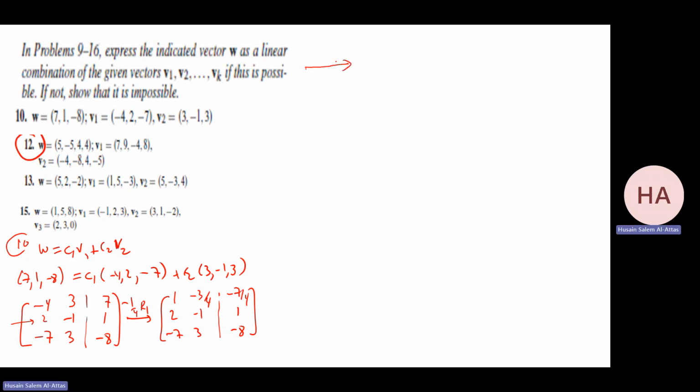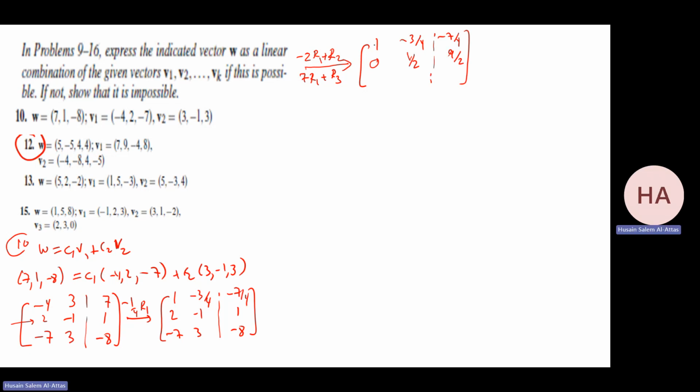Okay, now we'll continue here. Multiply the first row by 2 and add it to the second row, minus 2, sorry. And the first row by 7 and add it to the third row. See what will happen. Minus 2 by minus 3 over 4 will be 6 over 4, which is 3 over 2. Minus 1, that will be half. Minus 2 times minus 7 over 4 gives me 7 over 2, plus 1, that will be 9 over 2.